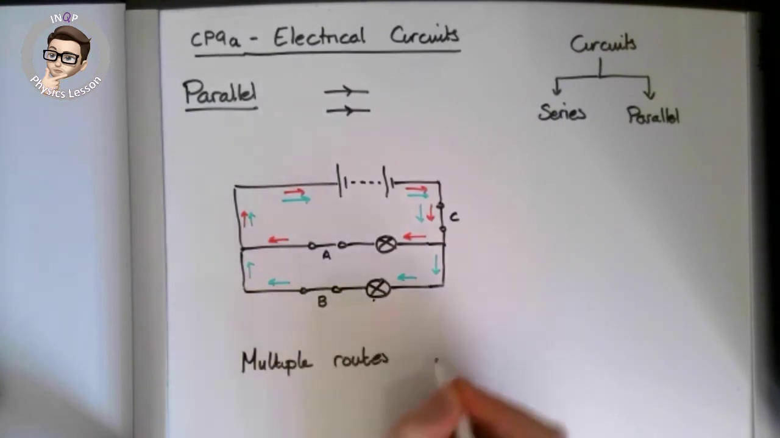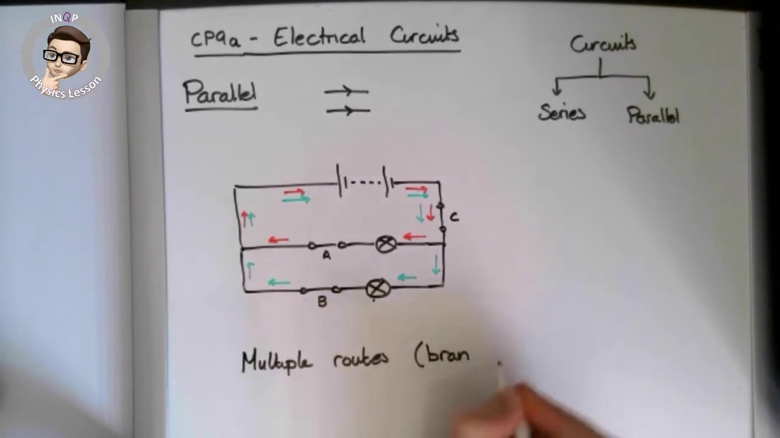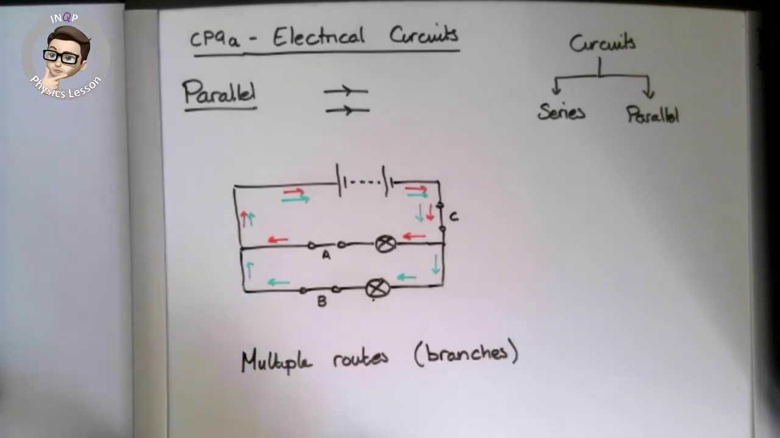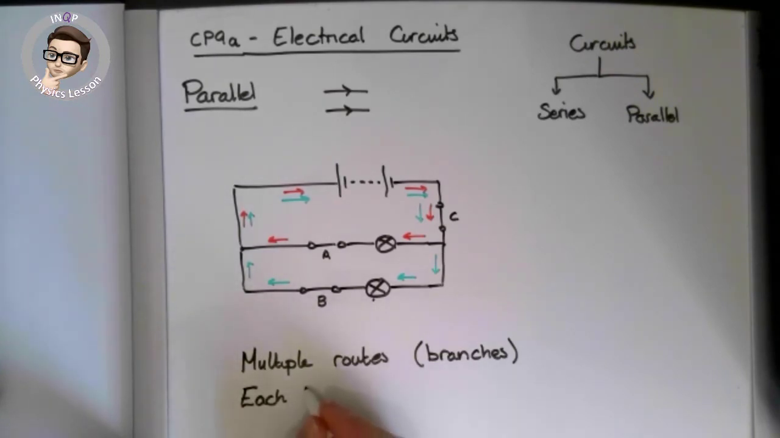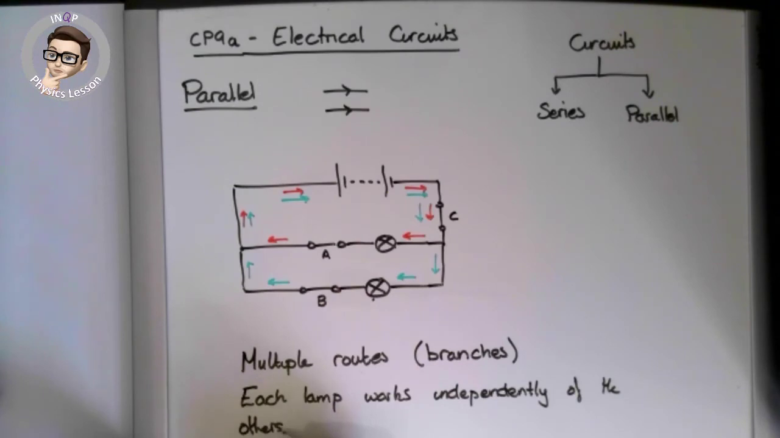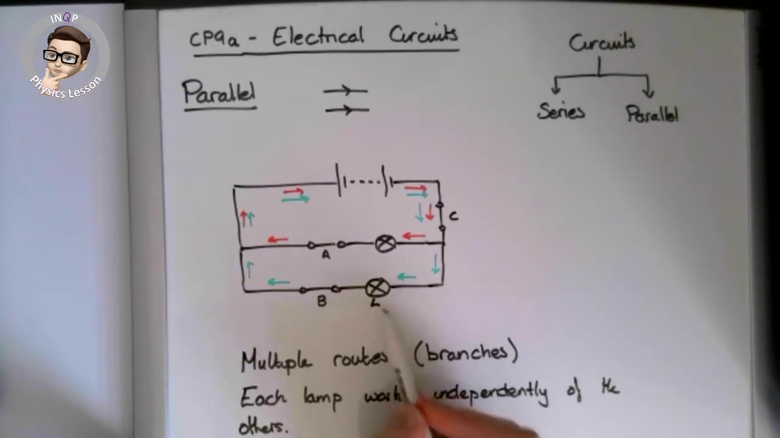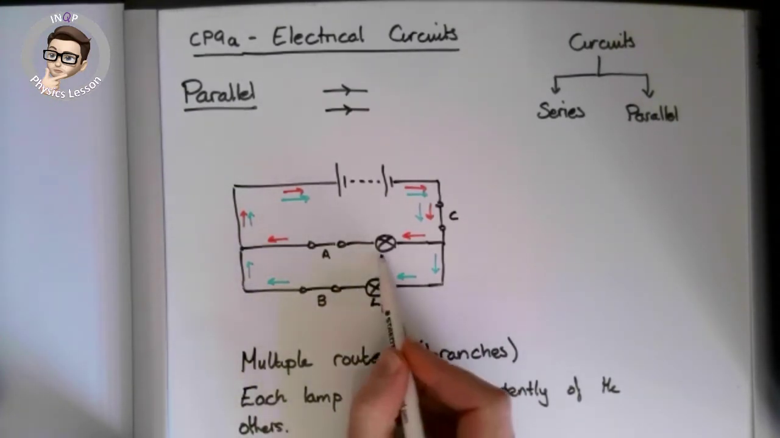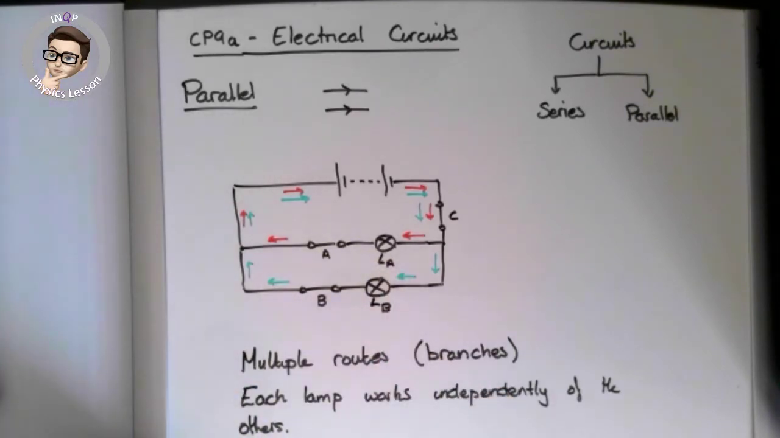Okay, and we actually call those branches, so you might come across that in one of my later videos. And each lamp can work independently of the others. So in other words, if lamp B was to blow, then lamp A would still work.